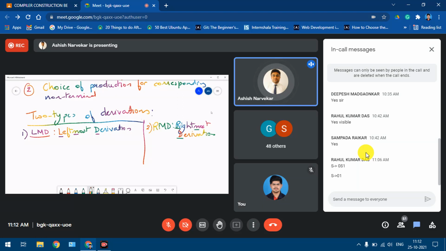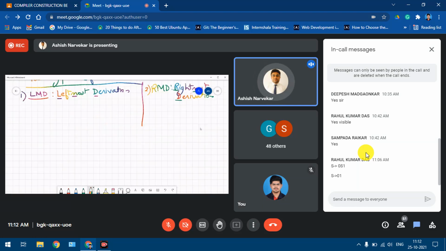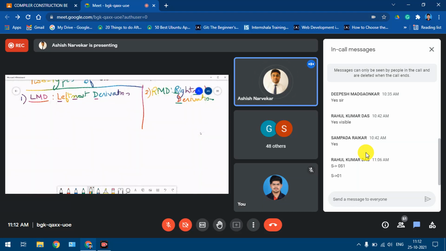So LMD and RMD are the two variations or two types of derivations that we can have. First we'll go to LMD, that is leftmost derivation. One way of formally defining leftmost derivation is in this manner: alpha derives beta, and this particular symbol is labeled with LM, which defines that it is a leftmost derivation.